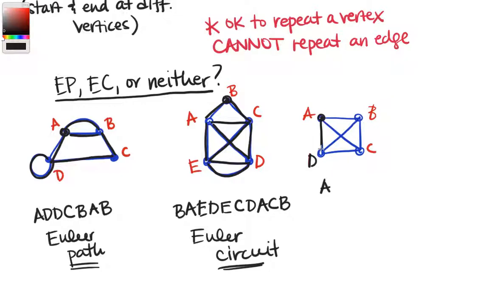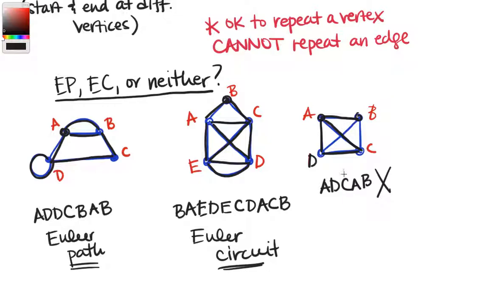Okay, let's go down to D, and then we've got a couple of options. We could go over to C, and then let's go back to A. Now our only option is to go over to B. And now we have a problem because if we go down to C, we can't get that other edge. But if we go over to D, we can't get the other edge either. Okay, so that's not going to work.